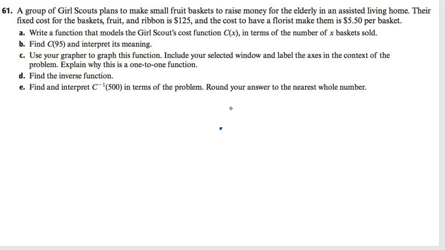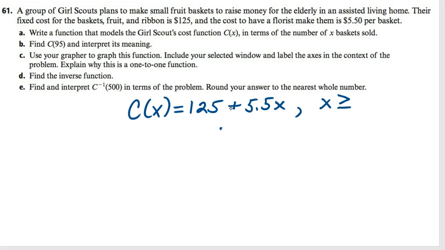So part A asks us to write a function in terms of the number of baskets sold. So our cost per basket will be $125 plus 5.5x, where x is the number of baskets. Now, let's think about our domain. We can never have negative baskets. So our x has to be greater than or equal to 0. Because if we have 0 baskets, then we're going to still pay the $125. So we have our function for A.